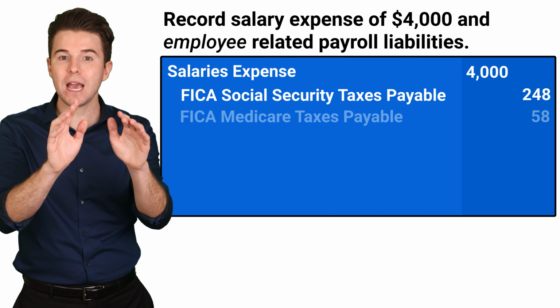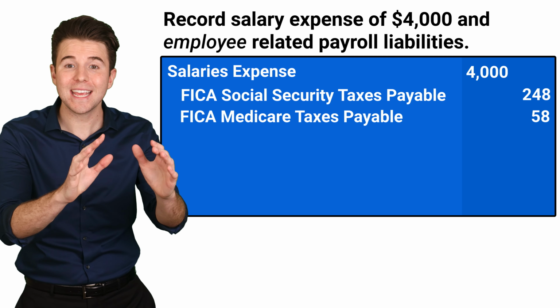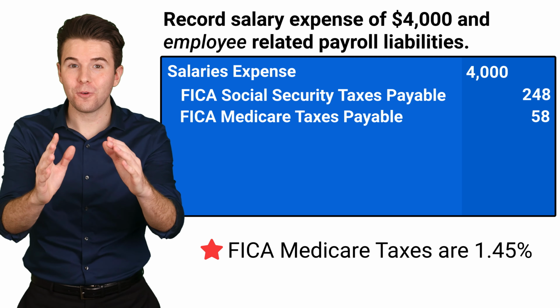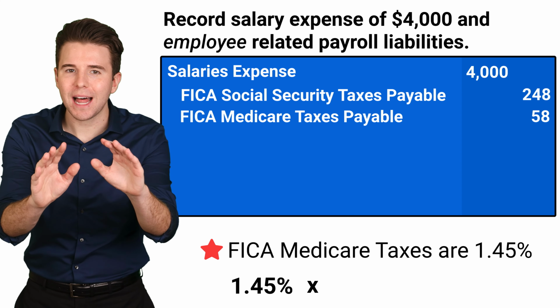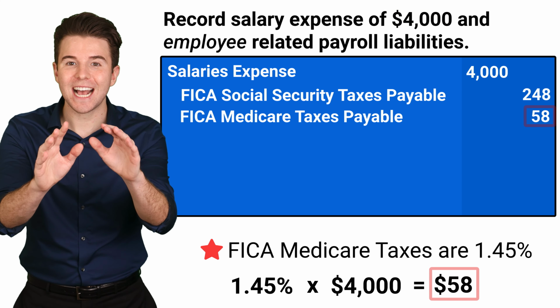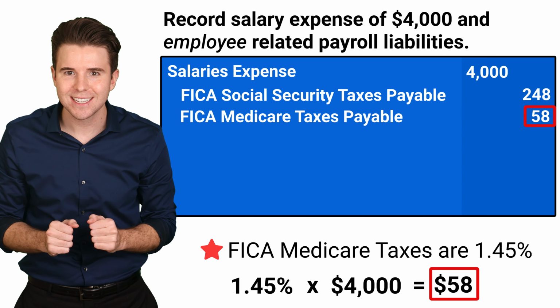Next, credit FICA Medicare taxes payable for $58. Medicare taxes are 1.45%. Therefore, take 1.45% and multiply it by the $4,000 salary to get $58 owed to the government on behalf of the employee.